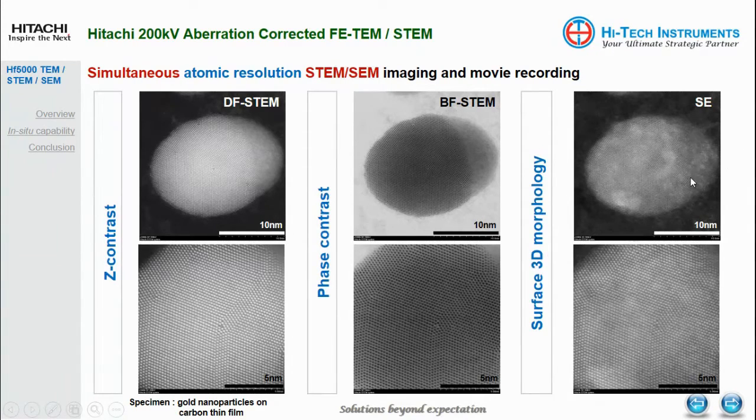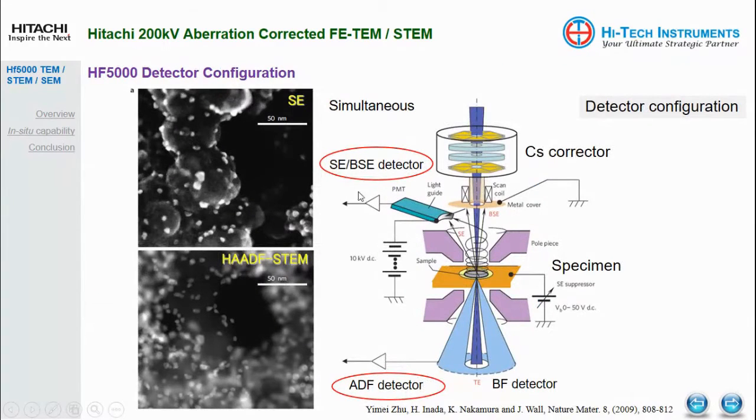Even the SE imaging is something very special to install in a TEM, the detector. It can also achieve the atomic resolution SE imaging. It means that with these two, you are looking into the internal structure of the gold particle. This one, you're actually looking at the surface of the nanoparticles. Later, we'll have some example to explain to the audience why it's important to correlate these two results. And that's the detector configuration here with the CS corrector.